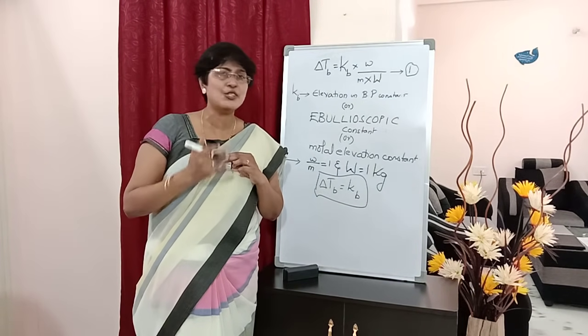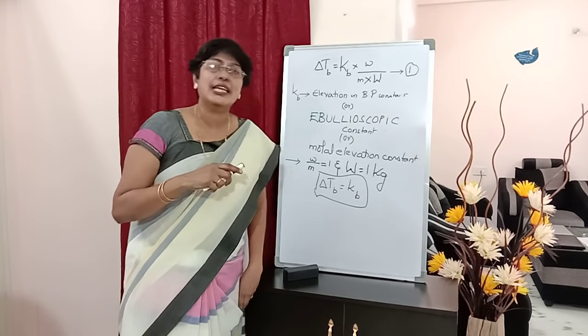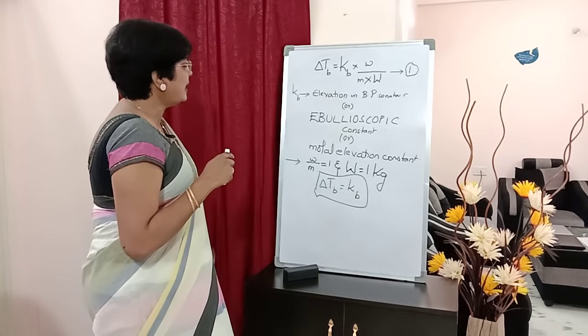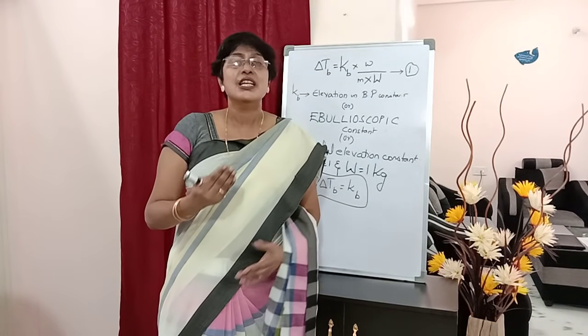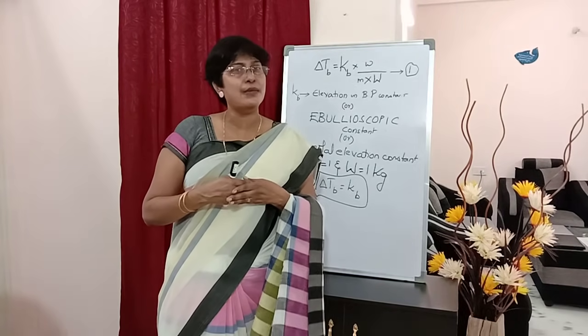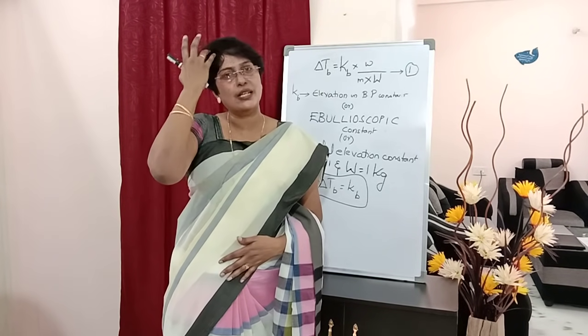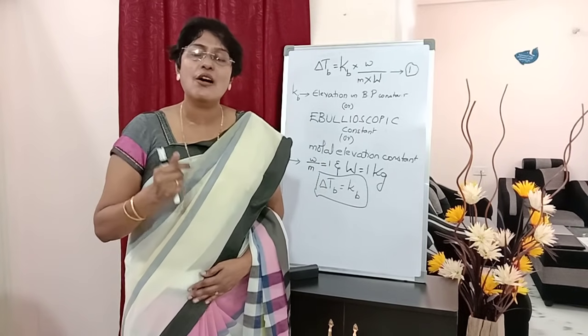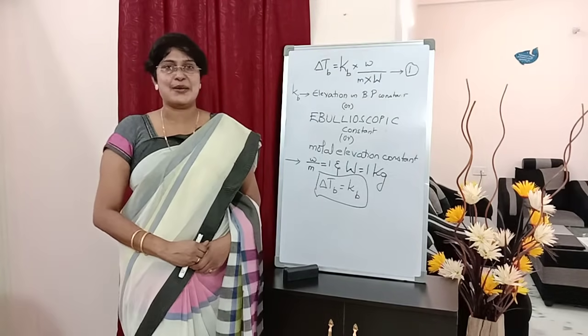Did you get the same, students? Right? When did it become equal to KB, students? Delta TB is equal to KB. When did we get that expression? When small w by small m is equal to 1 and capital W is equal to 1 kg. What did we get, students? Delta TB is equal to KB.